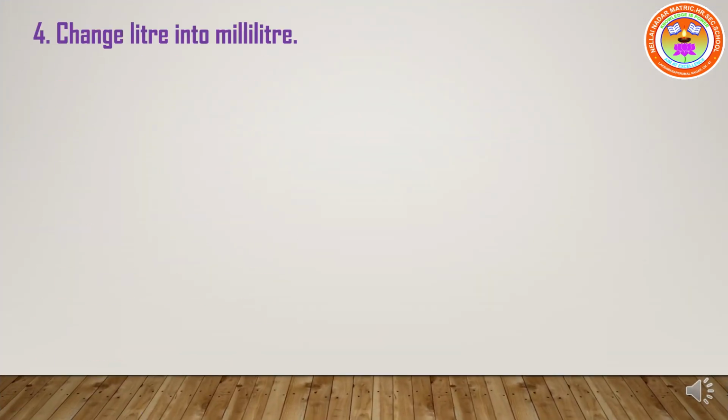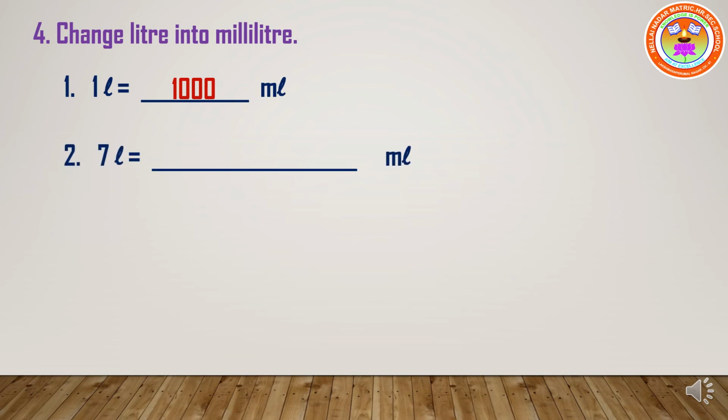Now, question number 4. Change liter into milliliter. Okay, so the first question is 1 liter. And we know that 1 liter is equal to 1000 milliliter. Therefore, the answer is here 1000 milliliter. Yes, children? Now, second one, 7 liter. Now, how will you convert 7 liter? To convert liter into milliliter, we have to multiply the given number by 1000. So, 7 into 1000, which is equal to 7000. So the answer is 7000 milliliter.